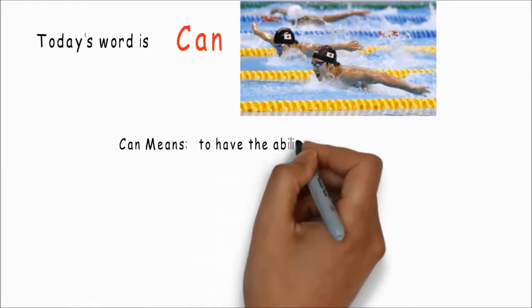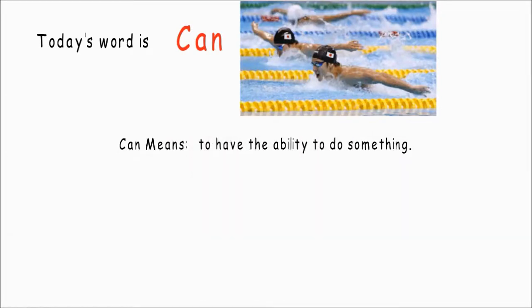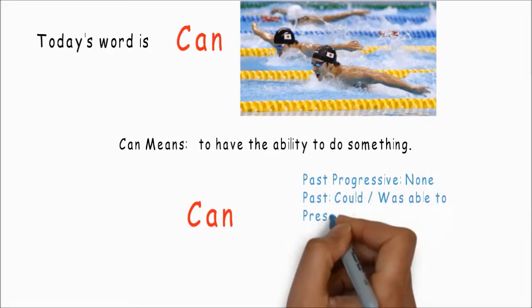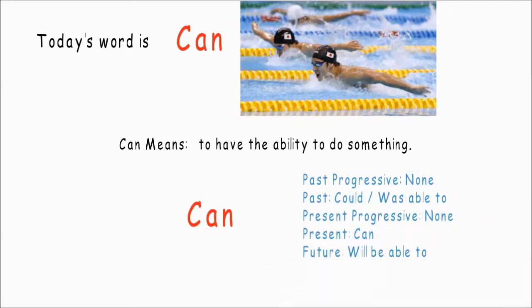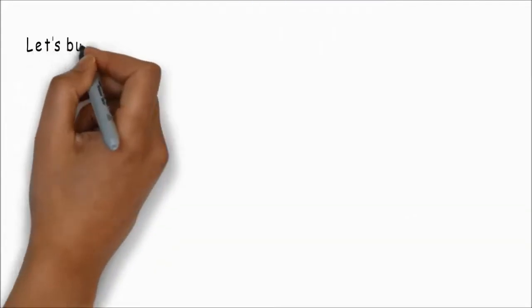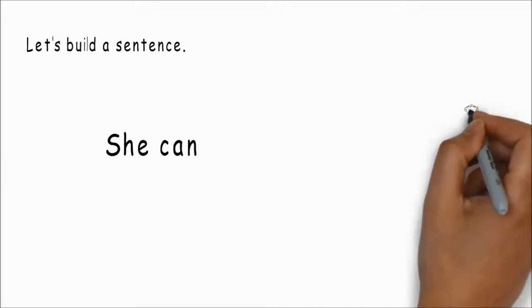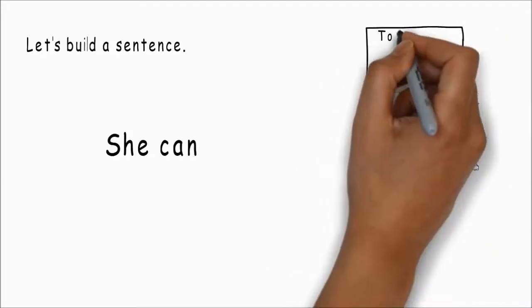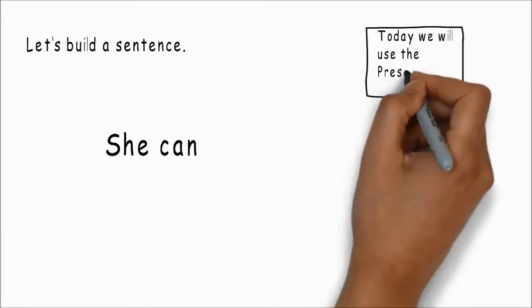Can means to have the ability to do something. There is no past progressive or present progressive, but past could or was able to, present can, and future will be able to. Let's build a sentence. She can. Today, we will use the present tense.